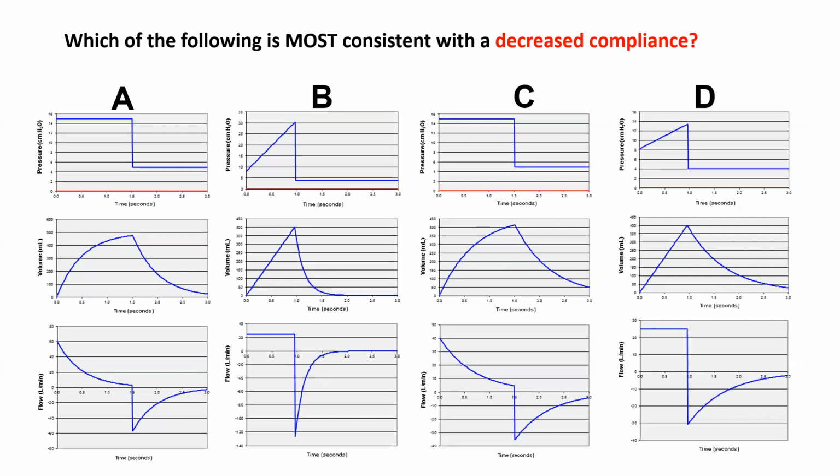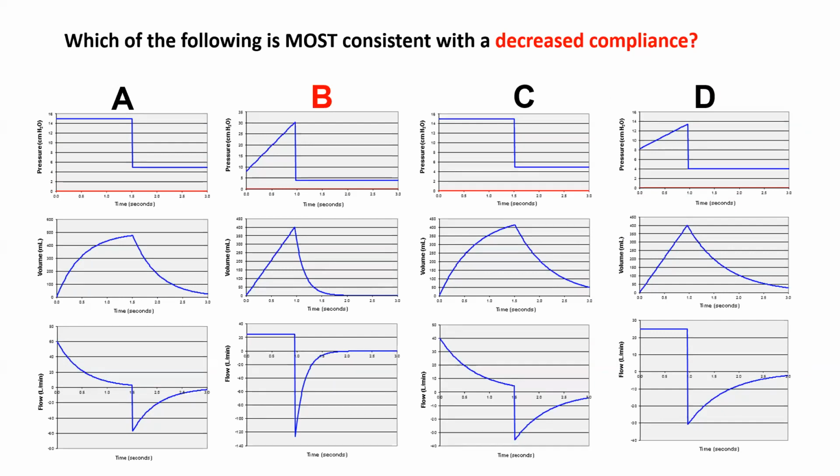Okay, let's try that again. Here we have A, B, C, and D, where A and C are pressure control modes, whereas B and D are volume control breaths. Which of these breaths is most consistent with a decreased compliance, or a hint, short time constant? What do you think? Well, when you get familiar with this, you'll see it almost instantly. It'll only take you a few seconds.